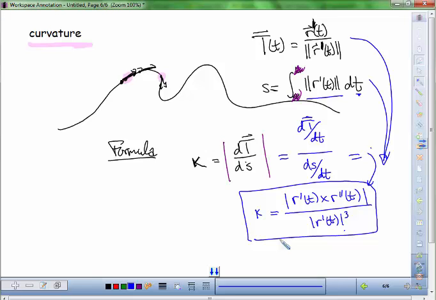Okay, so the easiest example of a curvature, again, is a circle. So let's take a look at a circle and find the curvature of a circle. Let's remember this formula, or at least have it written down in front of you.